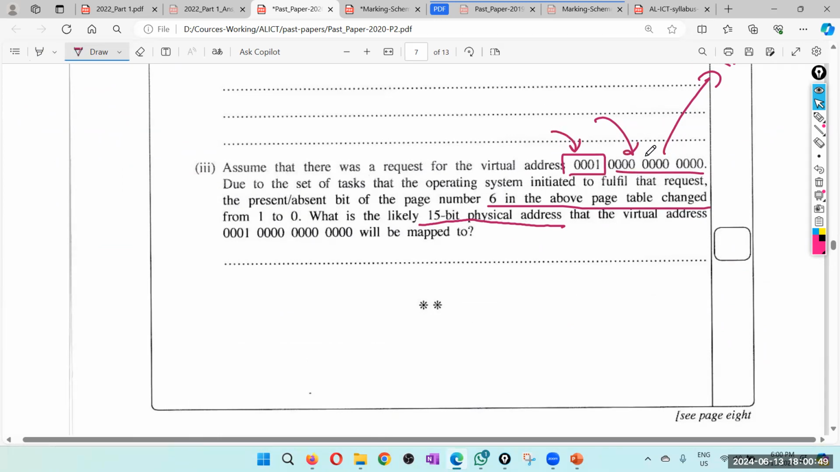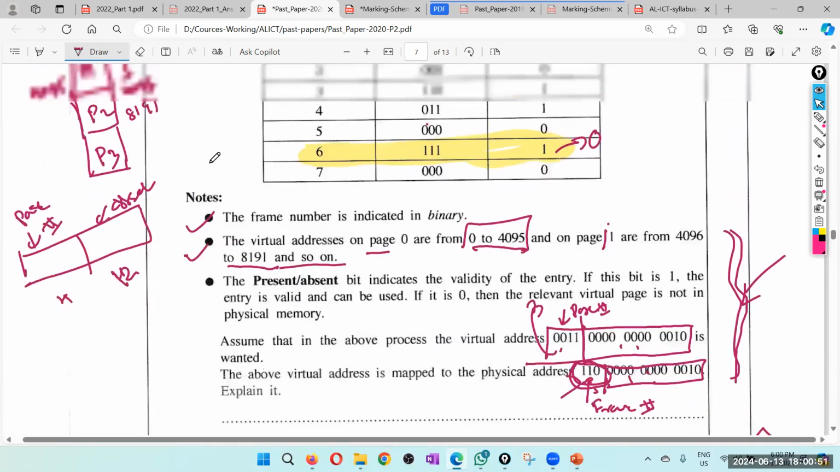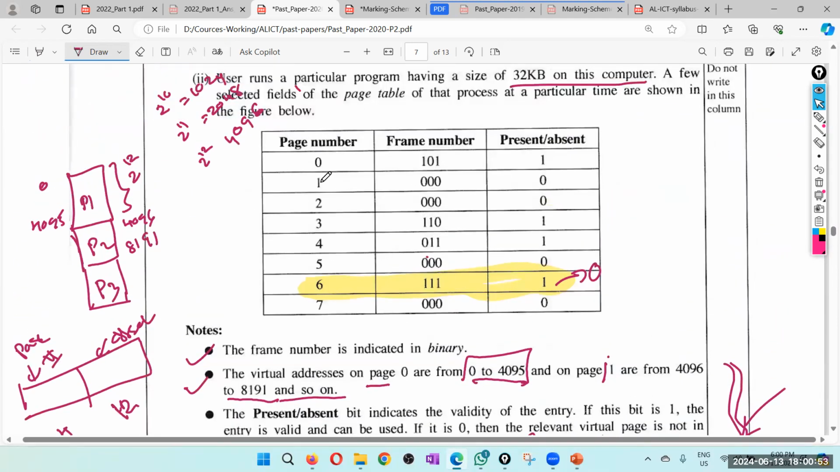So what is the frame number that page number 1 is mapped to? Page number 1 is mapped to 000, but the present/absent bit is 0. That means there's actually no corresponding valid frame for this page. So that particular frame is in the virtual memory. That is why the present/absent bit is 0.